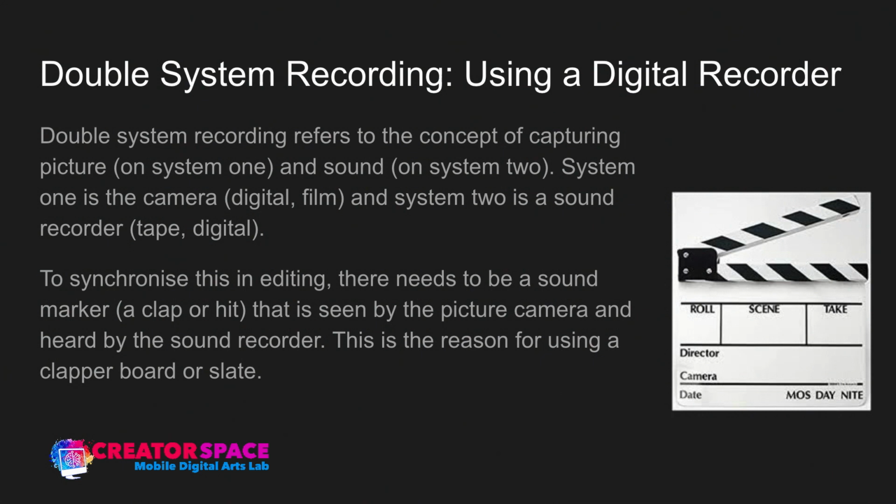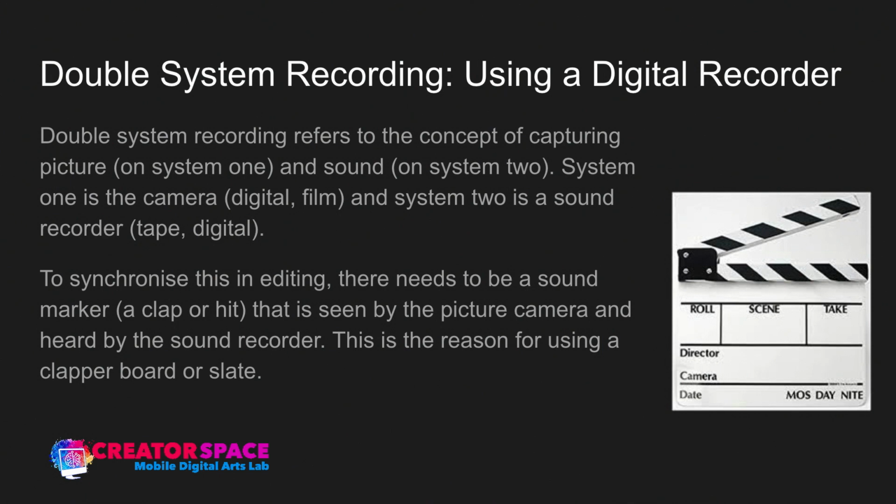Although you might do that as well with the internal microphone. Sometimes I recommend you can still leave that on just to have kind of a backup guide track, we'll call it. System 2 is then a sound recorder. So that could be a tape recorder. In the past, there's been actual tape being recorded. Then there was digital tape, and now we're really into just digital audio using flash cards, SD cards.